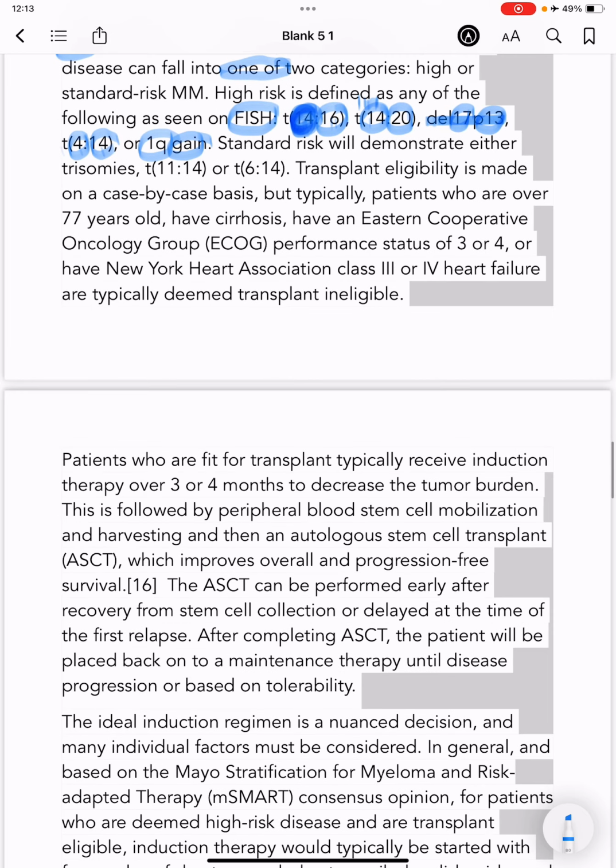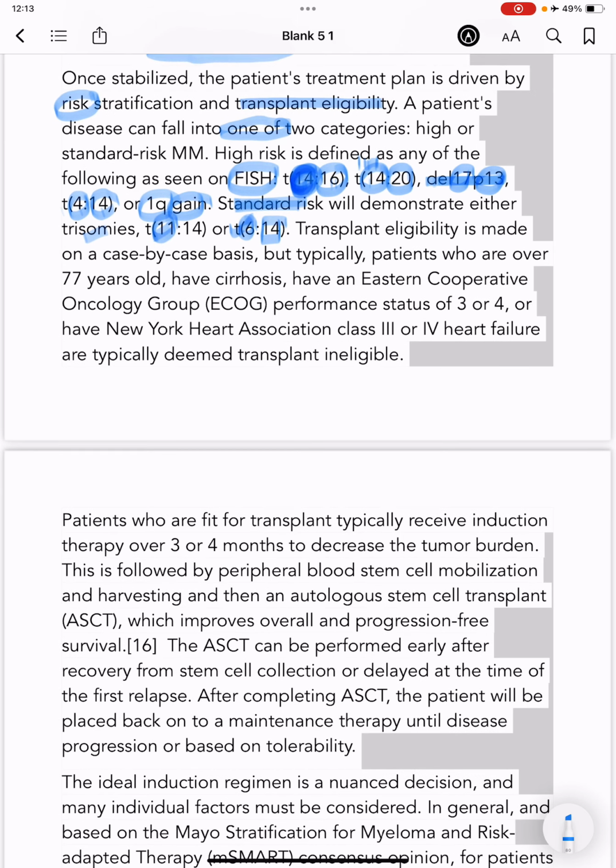Standard risk will demonstrate either trisomies, or t(11;14) or t(6;14). 14 has come this side. So in standard risk it will demonstrate either trisomies, t(11;14) or t(6;14). So this is about high risk or standard risk according to the FISH translocations.